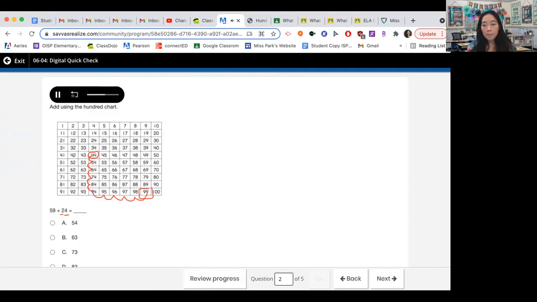Add using the 100 chart. 59 plus 24. You're going to circle 59. You're going to skip count by tens. 1, 2, and then you're going to count on by 4. We go to 80, and then that was 1, and then go up to 81, 2, 3, 4. Your answer is 83.